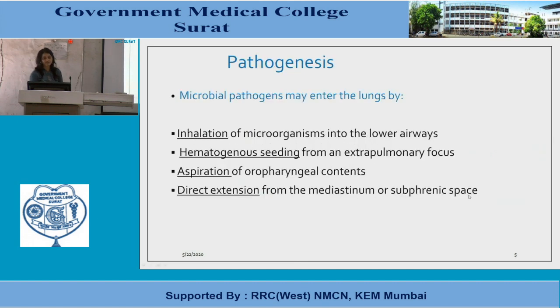Now coming to the pathogenesis. These microbial pathogens enter into the lung. The most common route is the inhalation of microorganisms into the lower airways. Second is hematogenous seeding from an extrapulmonary focus. Third is the aspiration of oropharyngeal content, and the fourth is direct extension from the mediastinum or any subphrenic abscess.